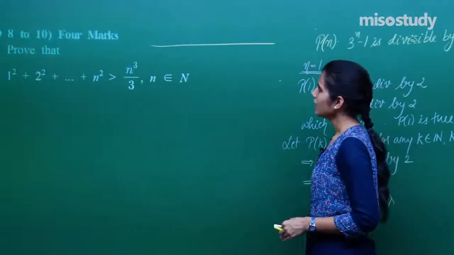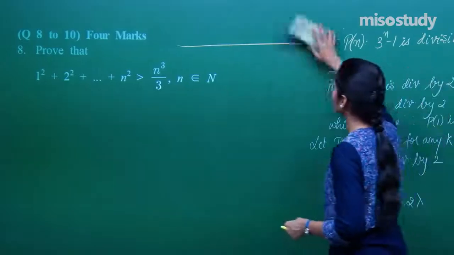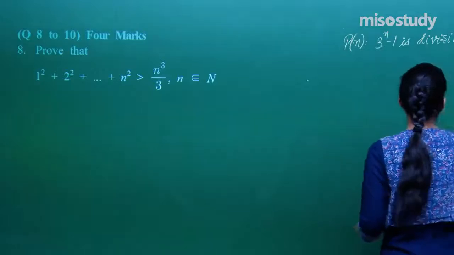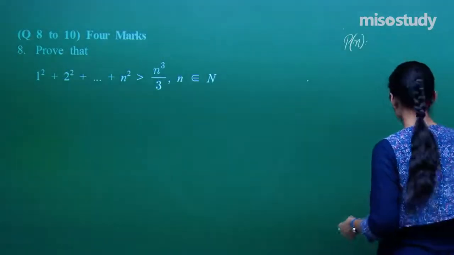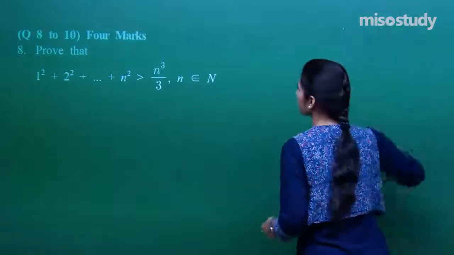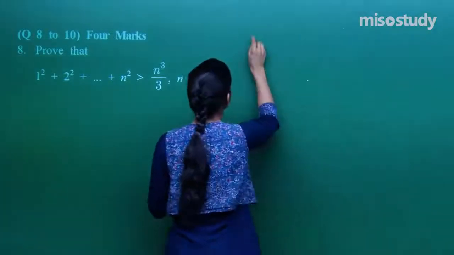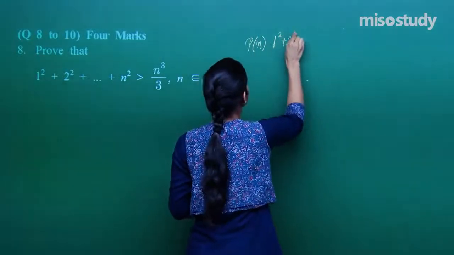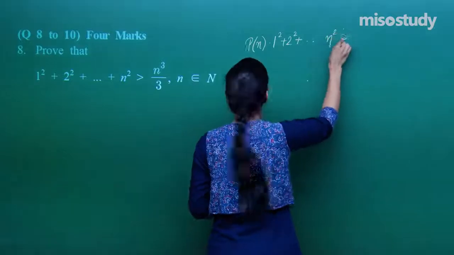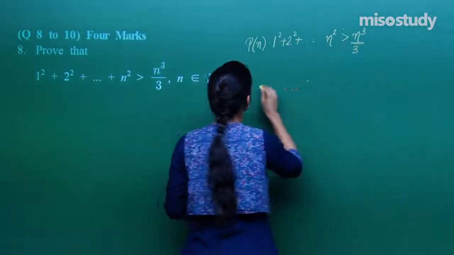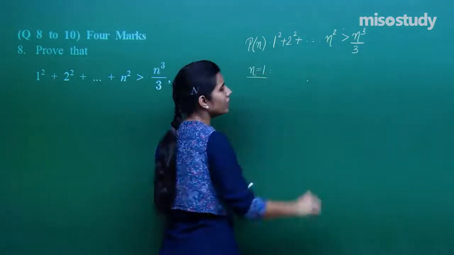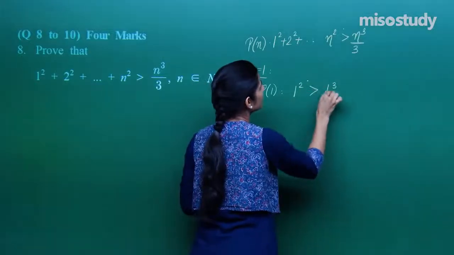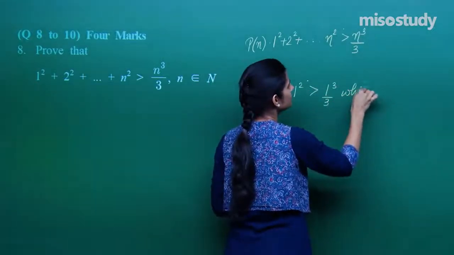Moving to the next question, we have to prove this particular claim. Again, exact same thing. Again and again, the same PMI principle is going to be used in order to establish these results. So this time my Pn is: 1 square plus 2 square plus and so on, n square is greater than n cube by 3. For n equals 1, I get P1 as 1 square is greater than 1 cube by 3, which is clearly true.